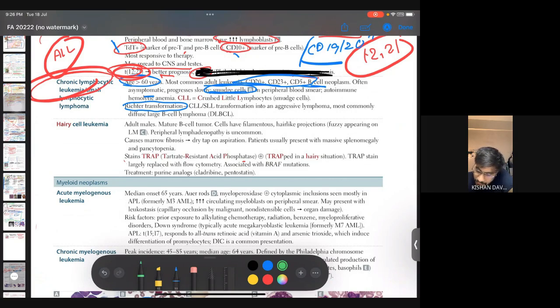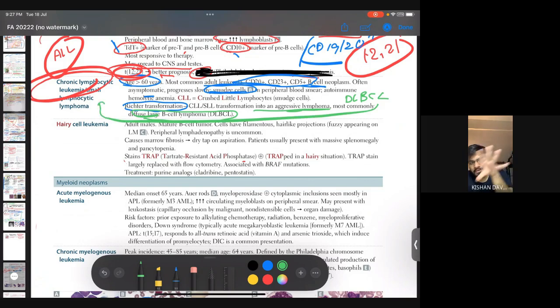CLL/SLL transformation into aggressive lymphoma, most commonly DLBCL. So DLBCL that we studied in the non-Hodgkin lymphoma is linked with CLL. Aggressive CLL can turn into DLBCL. So this is what you need to remember here.